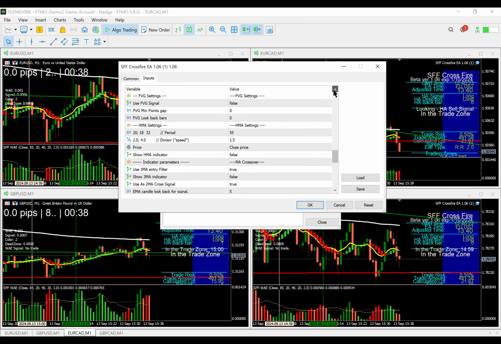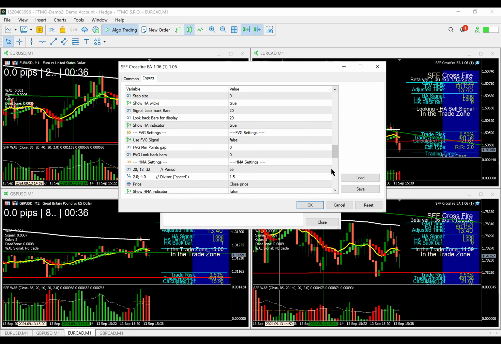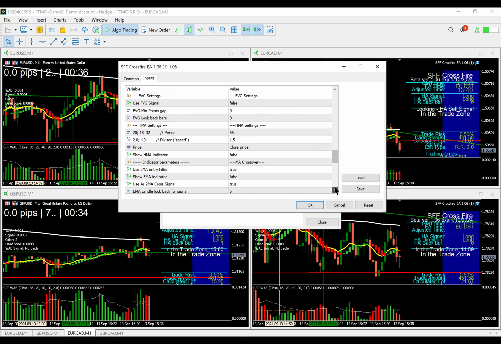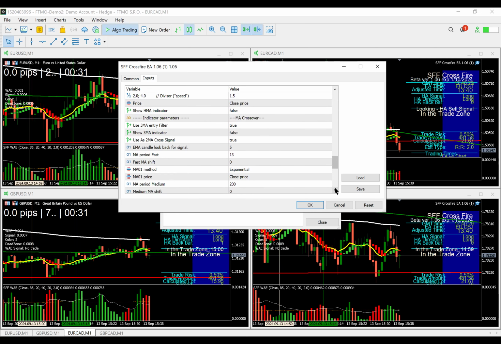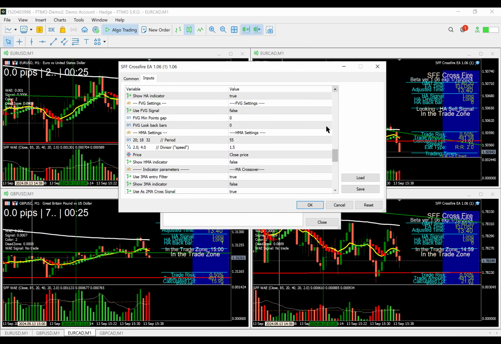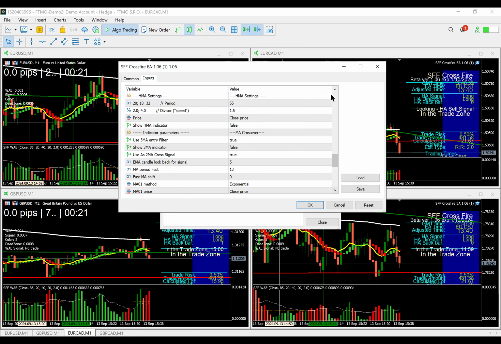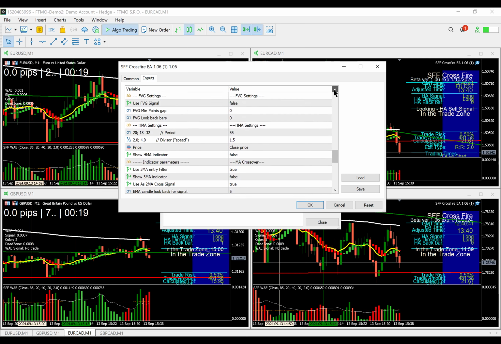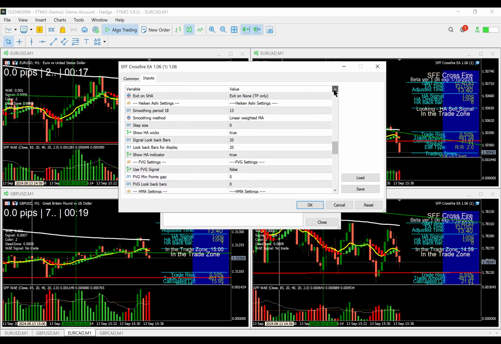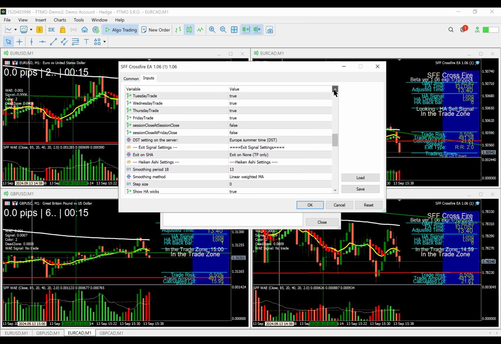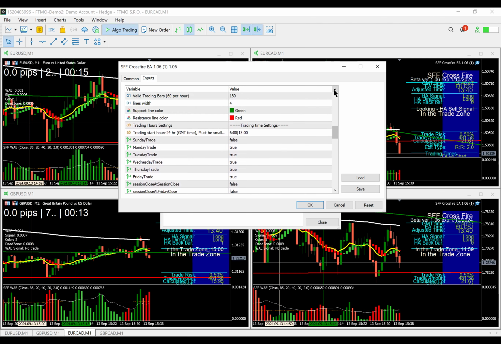Where are we? No, further down. Yeah, look back bars, is it 5? Yeah, I'm looking back 5 bars for the MA crossover. I'm just looking for this one here, the valid trading bars. That's there.